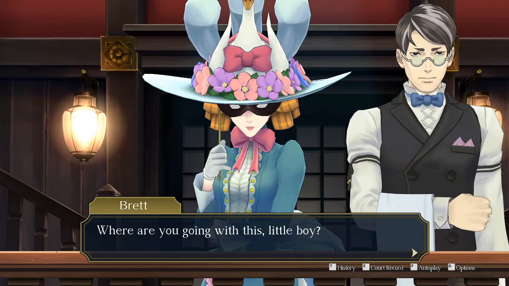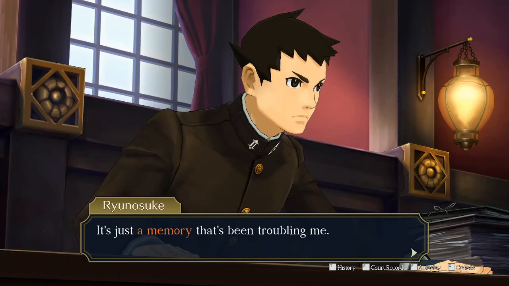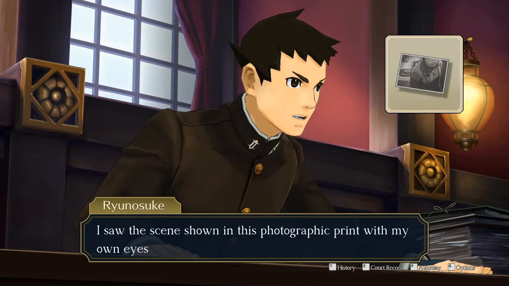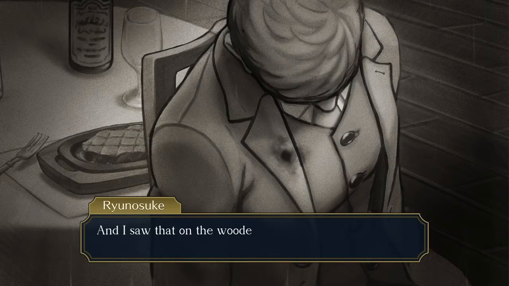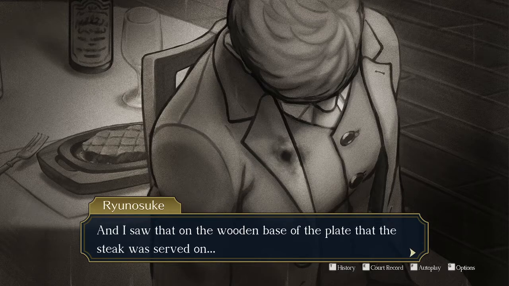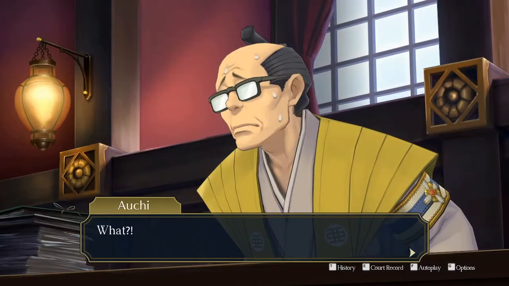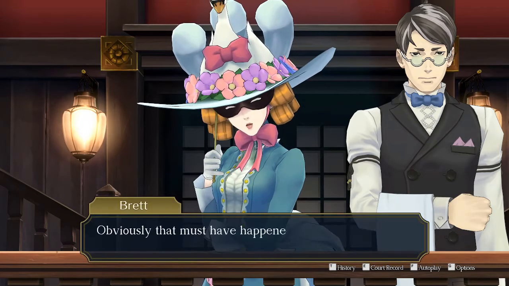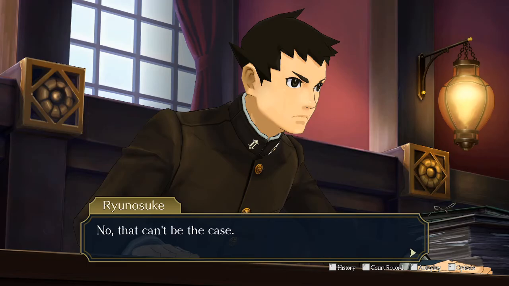Where are you going with this, little boy? It's just a memory that's been troubling me. What memory? I saw the scene shown in this photographic print with my own eyes that day. And I saw that on the wooden base of the plate that the steak was served on was a splattering of blood. What? Oh, really? And what of it? Obviously, that must have happened when you shot the professor. No, that can't be the case.